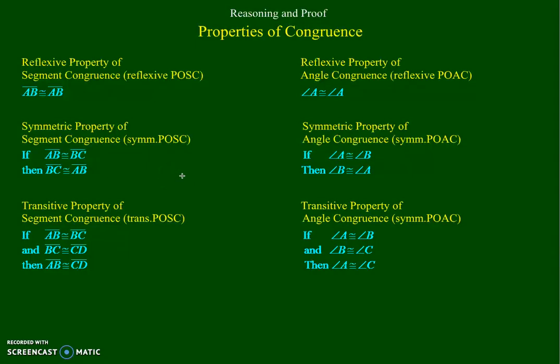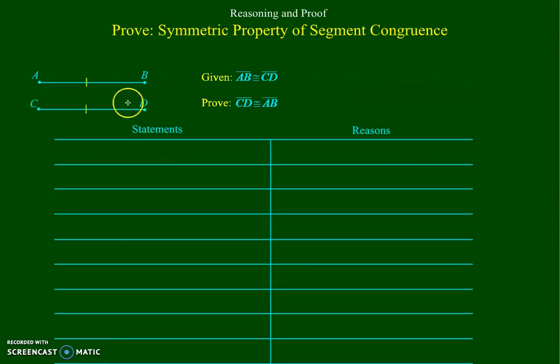We're going to prove the symmetric property of segment congruence. It's a fairly straightforward proof, but it'll give you an idea of how to use these proofs. And again, the key to proof is practice. So here we're given segment AB and segment CD. These little hash marks indicate that segment AB is congruent to segment CD. What we want to do is show that CD is congruent to AB. In other words, we want to show that we can swap the sides of these two things.